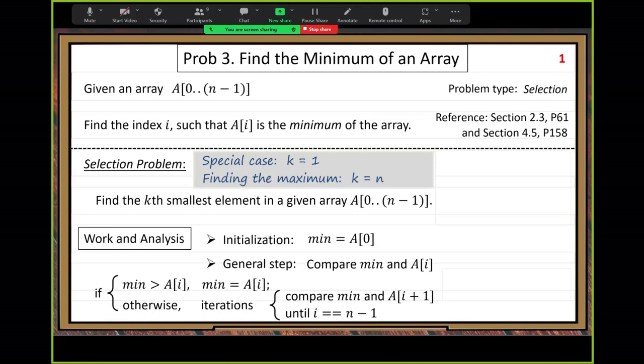That's the simple implementation. Now, the question. Look at these steps. How many comparisons do we need to get a final answer based on the steps here?